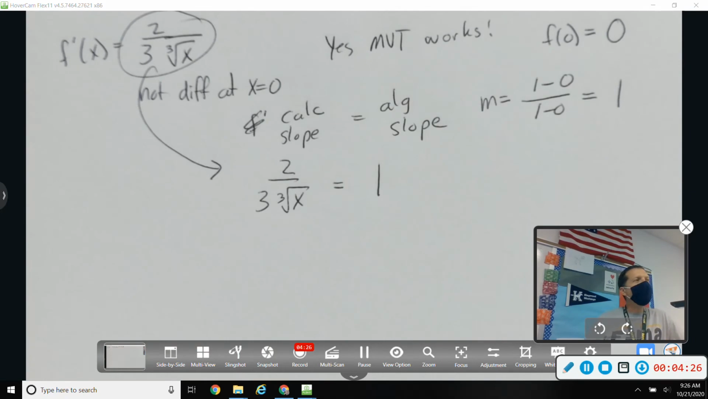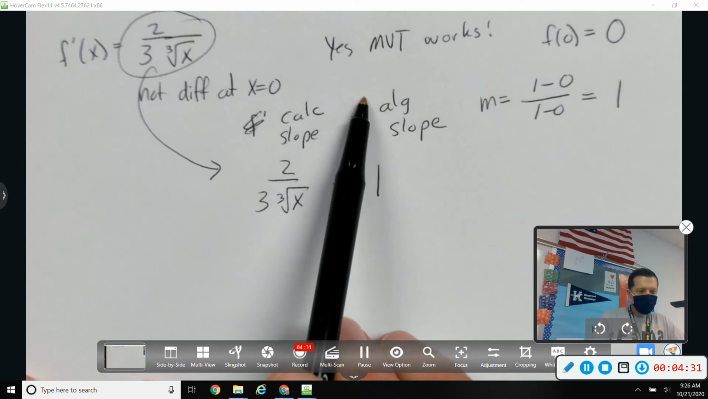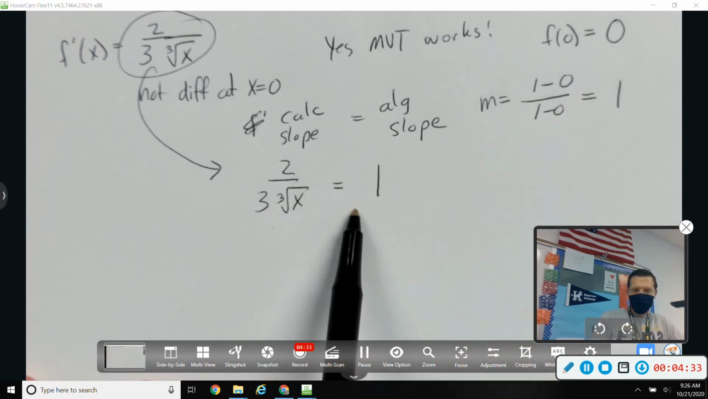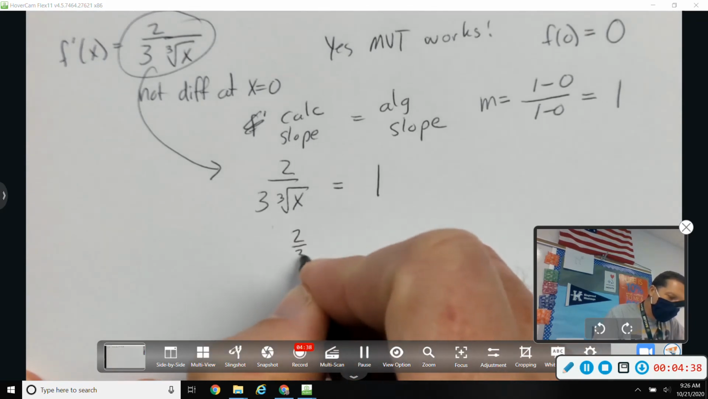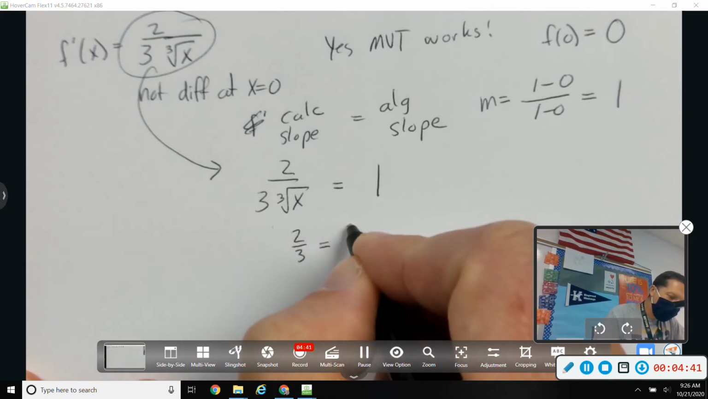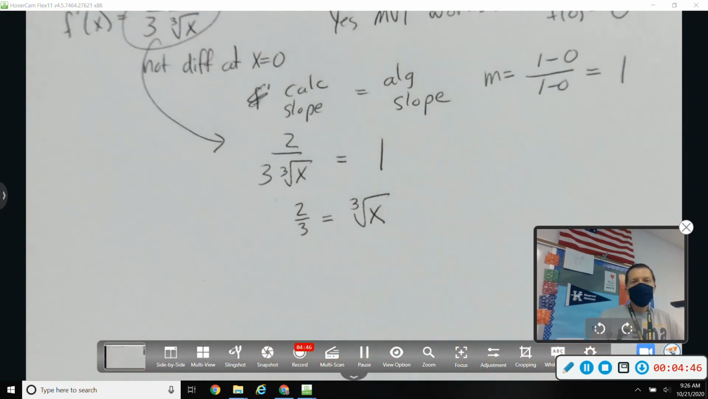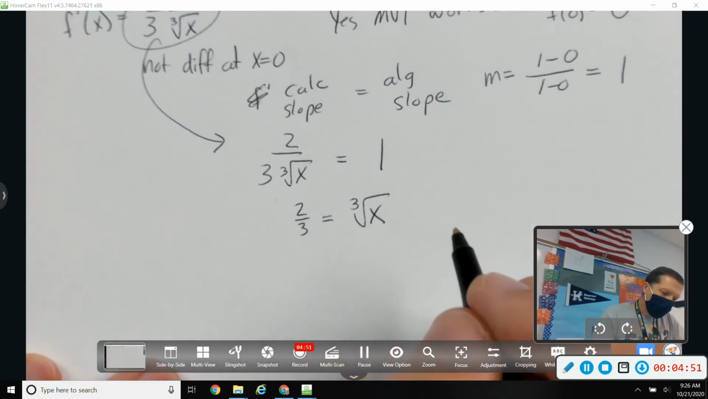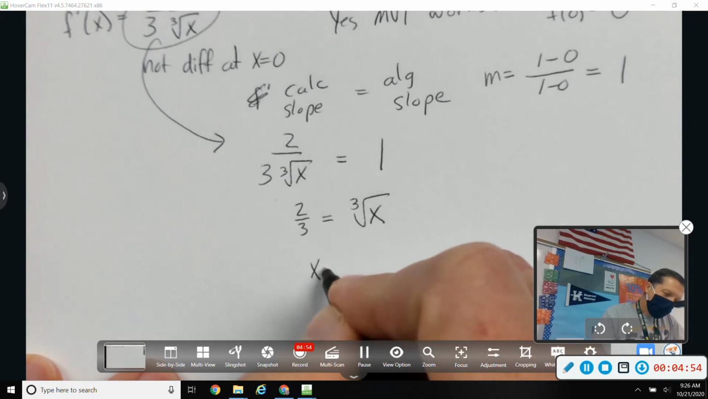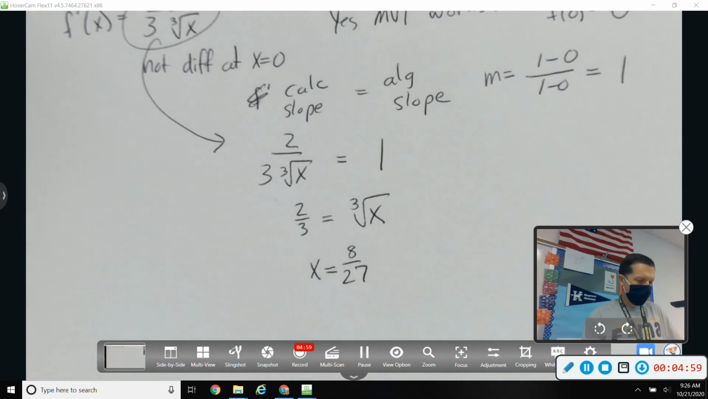Again, this is the problem with MVT. It's just there's so many pieces to it. You got to remember the setup, then you got to do the calculus slope, then you got to do the algebra slope, and then you set them equal to each other. So 2/3 equals 1 over the cube root of x; I'm going to move the cube root over the other side. And then if I cube both sides, I get x equals 8 over 27. That is the x-coordinate.